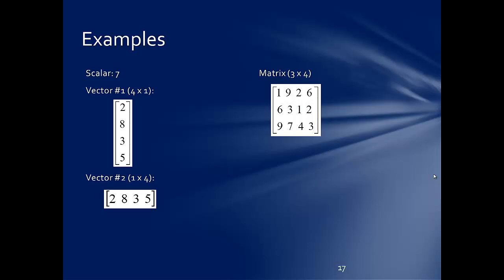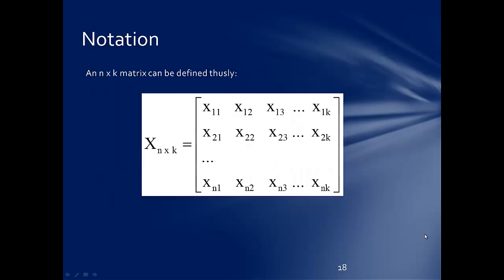As an example, a scalar would be the number 7. It's a single number. A vector is a single row or column. So right here we have a 4 by 1 vector. It has 4 rows but a single column. This conversely represents a 1 by 4 vector, a single row but 4 columns. Over here we have a 3 by 4 matrix with 3 rows and 4 columns.